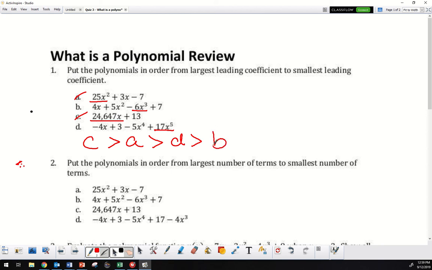So I'm using inequality symbols too. The alligator always eats the bigger one. So here, I'll put little teeth on this. There we go. The alligator always eats the largest, so it's going to eat that one right there.